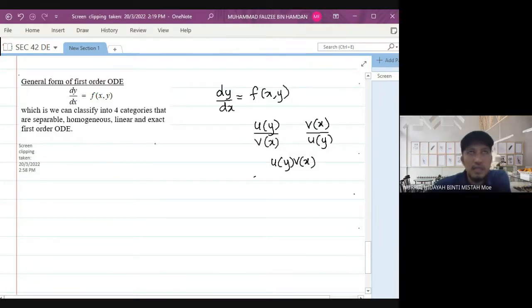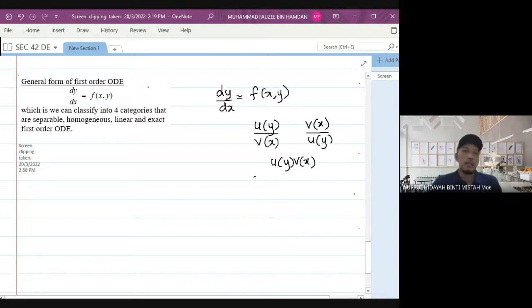we can classify into four types. This is the basic first order. The first one is maybe separable. Second one, homogeneous. The third one may be linear. The last one is exact. So if you can identify the equation, it can help you solve the ODE. You will find the suitable method to solve the ODE if you can identify the types of the ODE.